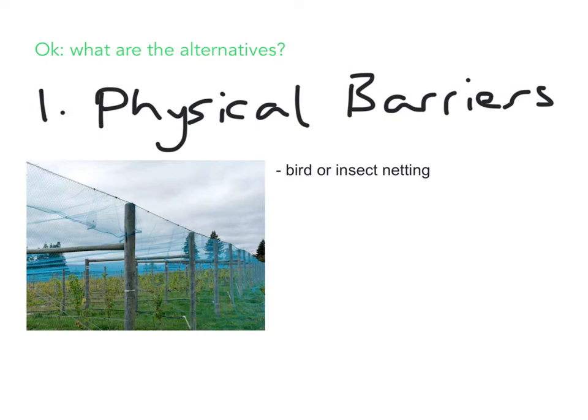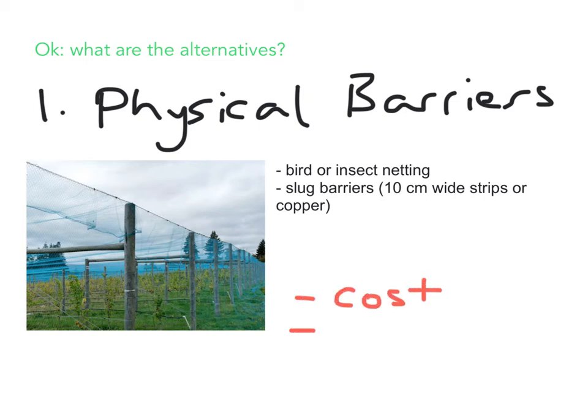But other examples could be as simple as the slug barrier. It's a 10 centimeter wide strip of copper. Slugs and snails just can't get over them. It could be as easy as putting upside down sticky tape over the bottom of your fruit trees, which stops pests from walking up and they get stuck to it and die. Physical barriers are the easiest alternative. One of the negatives, of course, is the cost, and the manpower, which often requires specialised machinery or a system working with a staff.